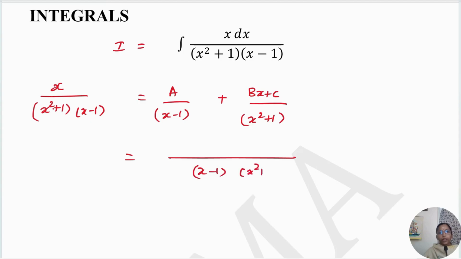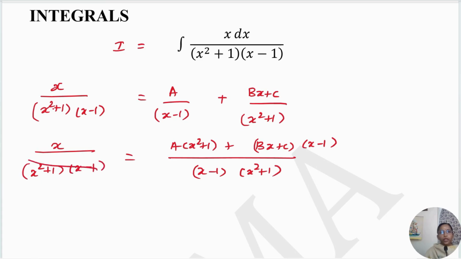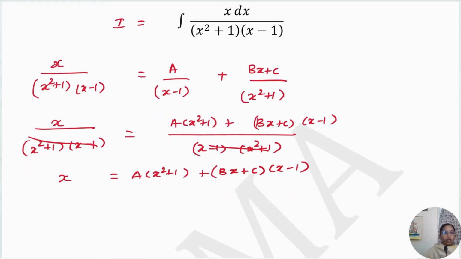So here x square plus 1, so A times (x square plus 1) plus (Bx plus C) times (x minus 1), and left hand side we are having this. So you can cancel your denominator part. Now x is equal to A times (x square plus 1) plus (Bx plus C) times (x minus 1). By comparing the coefficients, you can find your value of A, B and C. So our A value is 1 by 2, B value is minus 1 by 2 and C is 1 by 2.